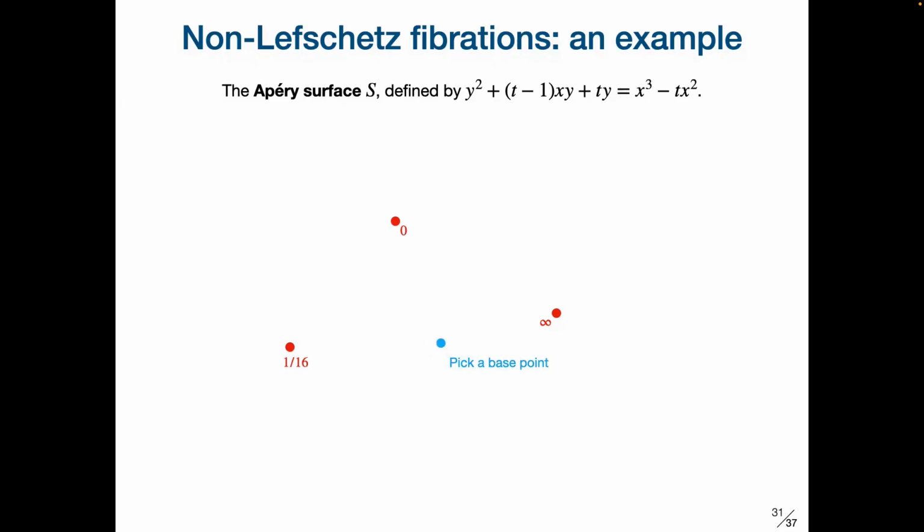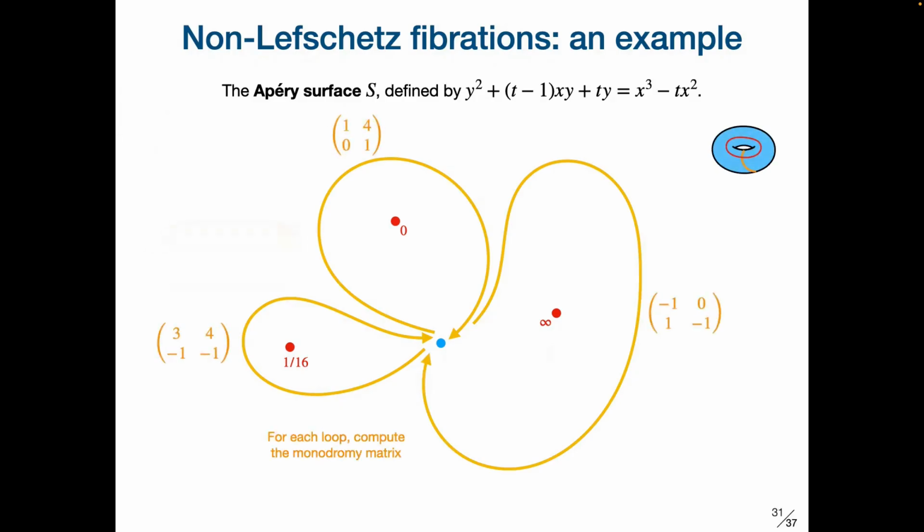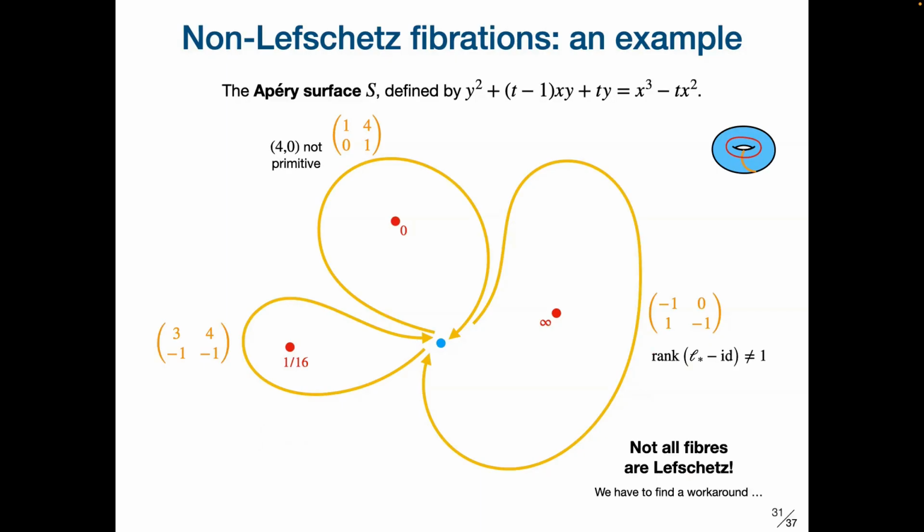You pick a base point, which is not one of these 3 points. You compute a basis of loops. And then you compute the action of monodromy along these loops. These are 2 by 2 matrices because the fiber is an elliptic curve. You get these matrices. And here you can see that these are not going to be of Lefschetz type. For example, if you remove the identity from this matrix, you get something which is not primitive because the image is 4 times something.